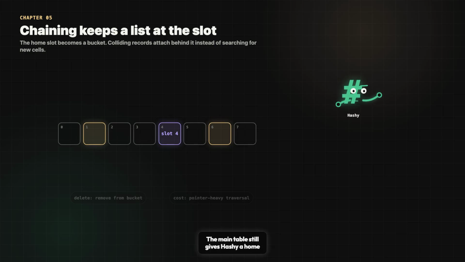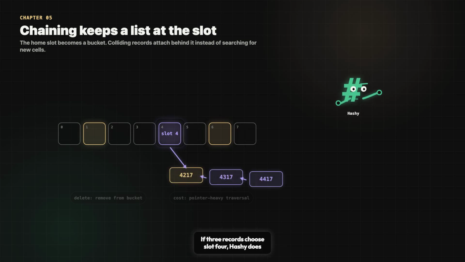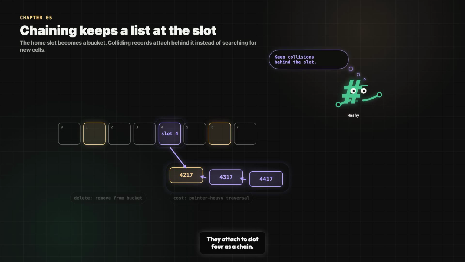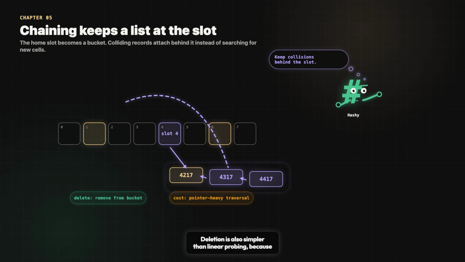The main table still gives Hashy a home slot, but the slot can hold a small collection of records behind it. If 3 records choose slot 4, Hashy does not push the second and third records into other cells of the main row. They attach to slot 4 as a chain. Search is direct: go to the home slot, then compare keys inside that bucket until the record is found or the bucket ends. Deletion is also simpler than linear probing because removing one bucket item does not break a probe path through the main table. Chaining can even handle a load factor above 1 because there can be more records than main slots.